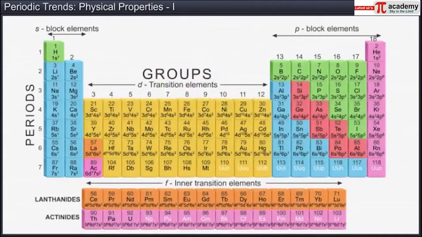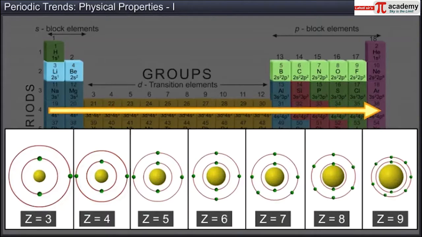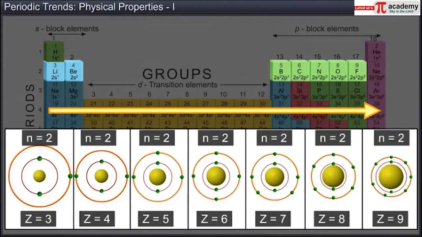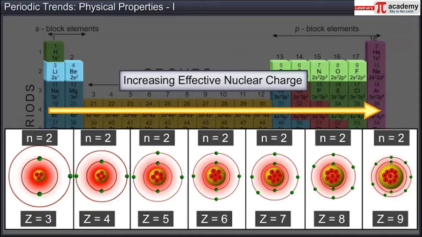Across a period in the periodic table, as we move from left to right, the nuclear charge increases by 1 unit in each succeeding element, while the principal energy level remains the same. As a result, the effective nuclear charge increases, and the electrons in the valence orbital get more strongly attracted to the nucleus, reducing the size of the atom.